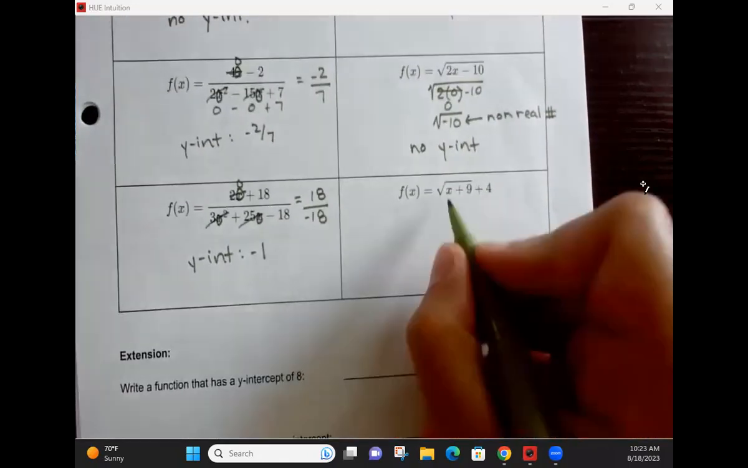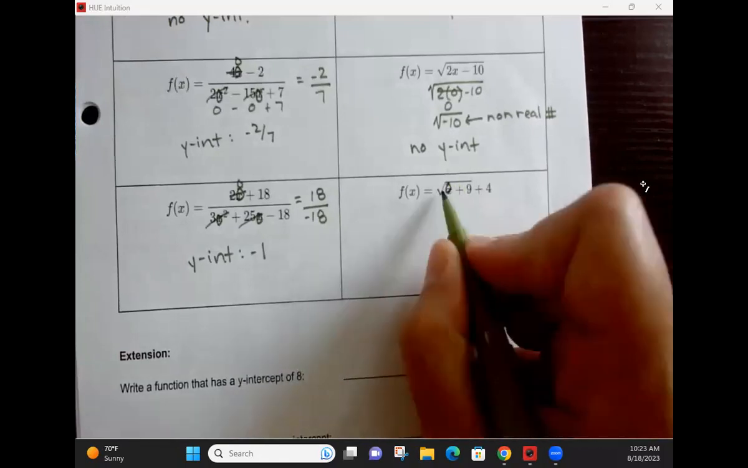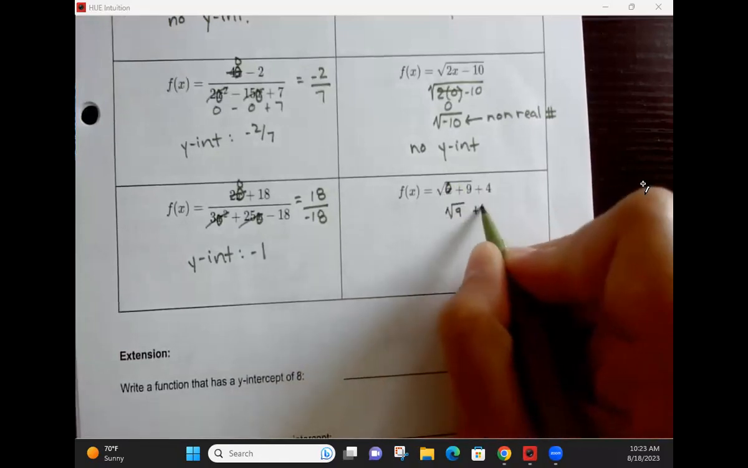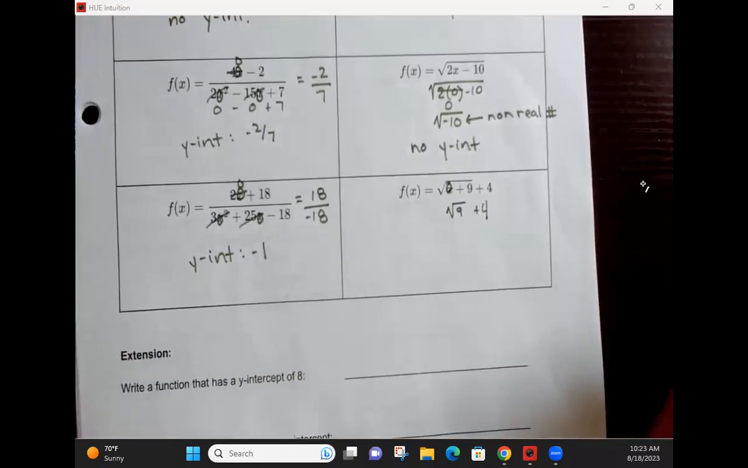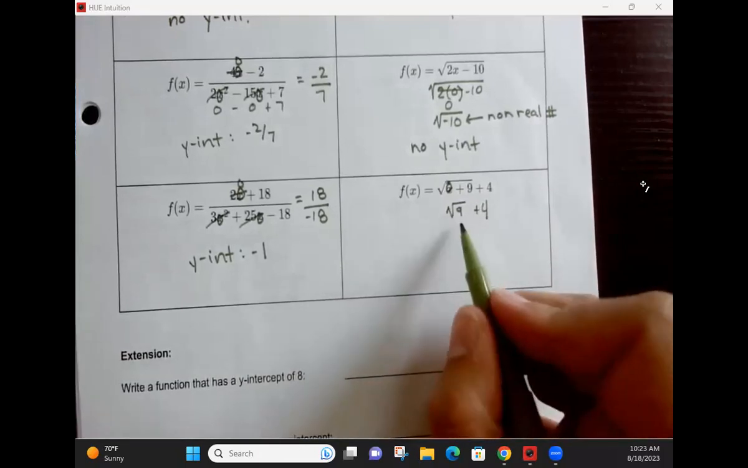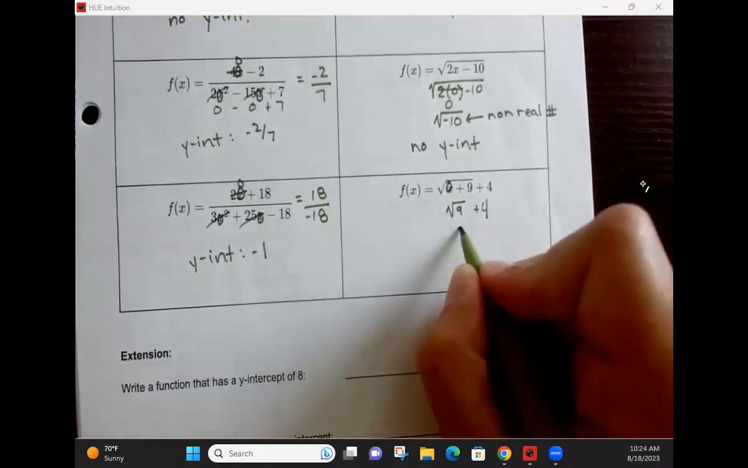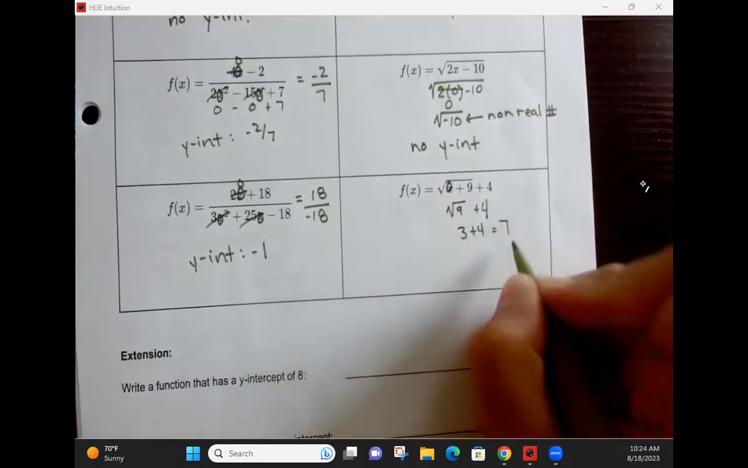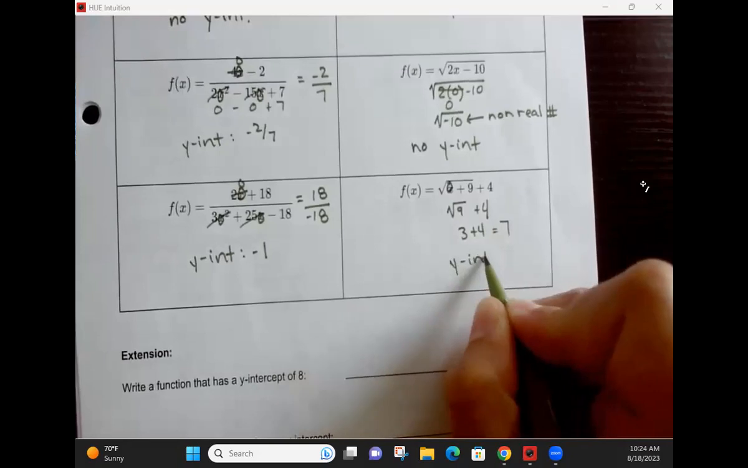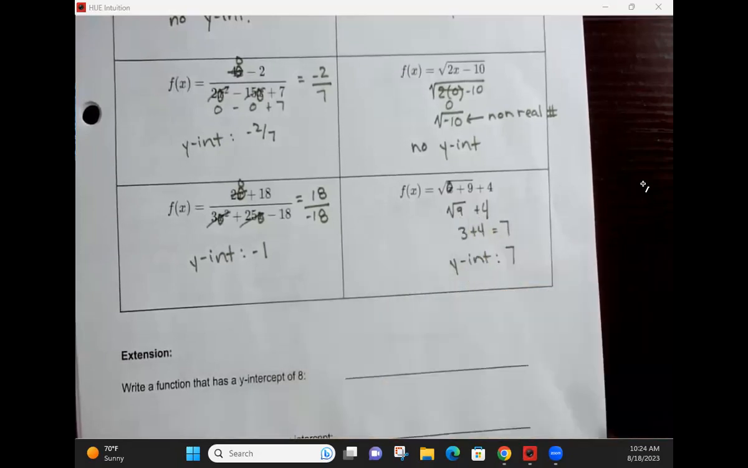And then our last one down here, same idea, plug in 0 for x. This would give me the square root of 9 plus 4. We could do the square root of 9. Even if this wasn't a nice number, that would be okay. If it were the square root of 7 instead, that would still be okay. It doesn't have to be a nice square root, as long as it's not negative. Does that difference make sense? For this one, it is a nice number. The only thing I have to watch out for is the square root of a negative. Doesn't have to be a perfect square, as long as it's not negative.